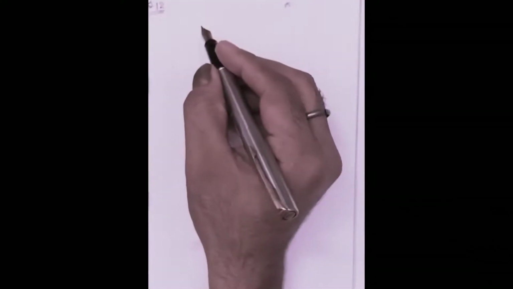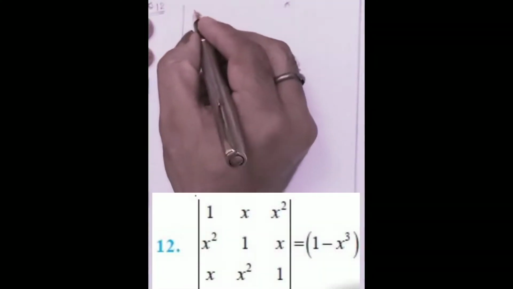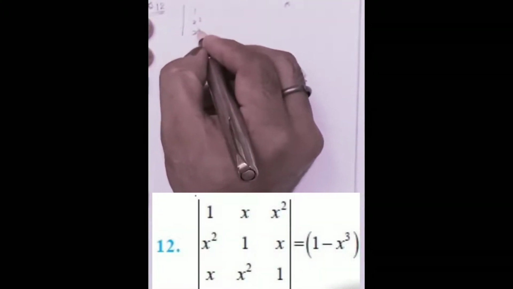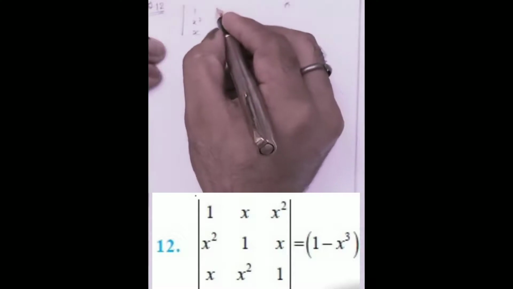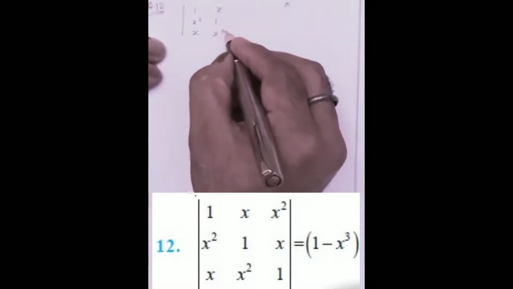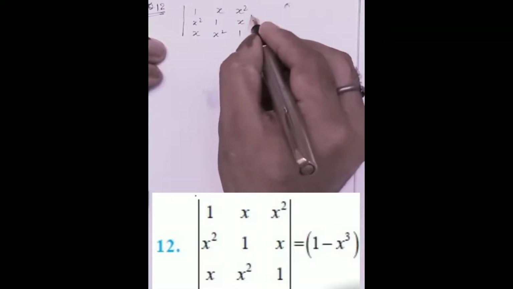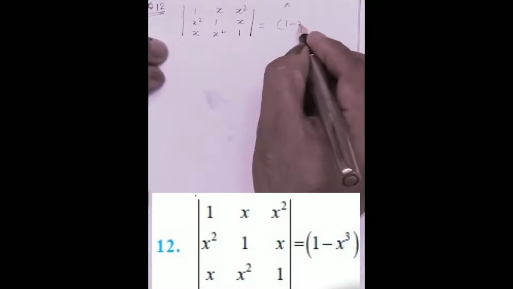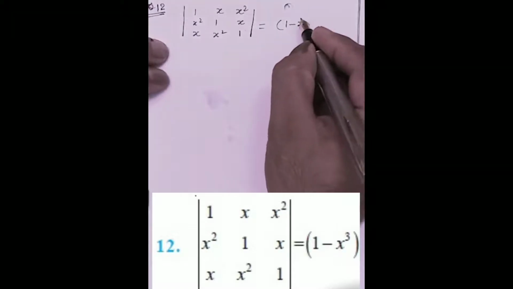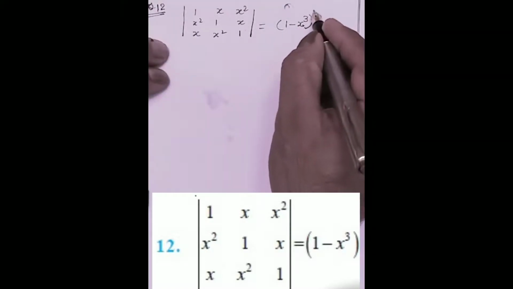Question number 12 is: the determinant with rows 1, x square, x; 1, x square; and x, 1, equals (1 minus x cube) whole square.